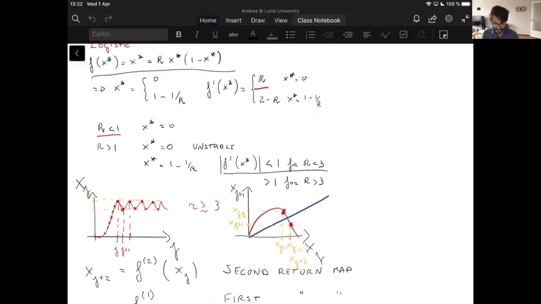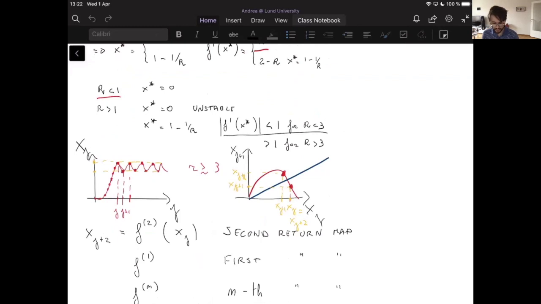But then if the R is larger than 2, what happens is that it will start to oscillate around the fixed point. So it will not be the logistic function with its very easy, smooth behavior, but will oscillate with a dampening oscillation around the fixed point, still reaching the fixed point asymptotically, but oscillating around it.